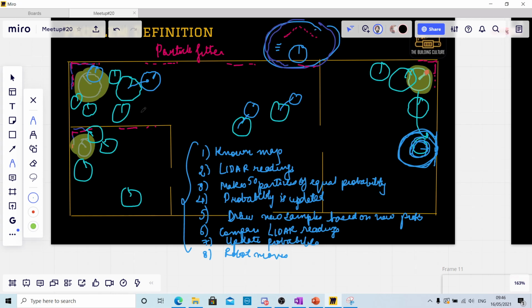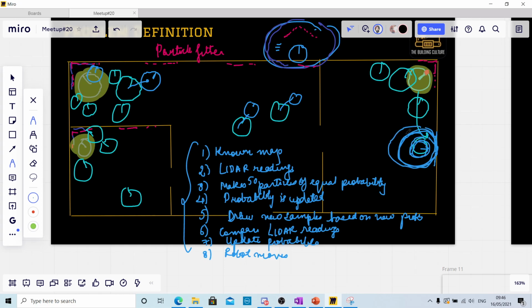So initially we are really uncertain where it could be. It could be anywhere, right? That's why we have so many particles randomly and uniformly located throughout the whole house. But then we saw that there are more particles around this location, because the probability is high since the lidar reading matches. And so on, as it moves, we get more information based on the lidar readings, and we refine it till after some point it becomes really accurate.